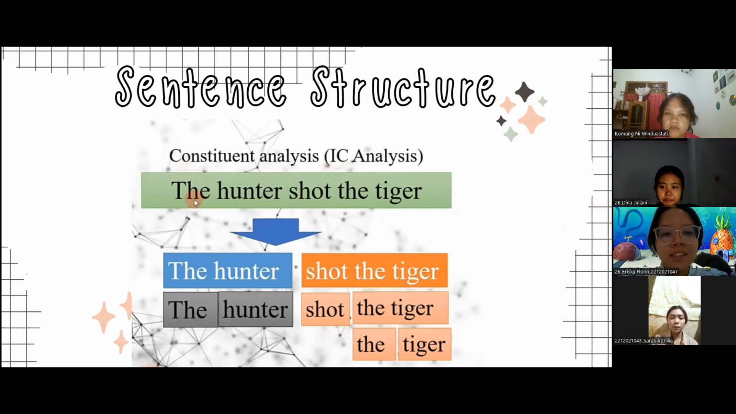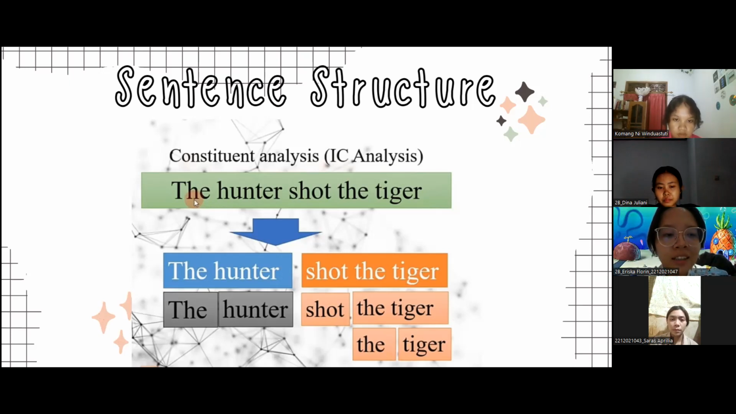So for the sentence structure, there is constituent analysis in a sentence. The hunter shot the tiger. Okay, so the hunter shot the tiger is a sentence, which can be divided into syntax constituents. We have the hunter and shot the tiger. The hunter is a noun phrase and shot the tiger is a verb phrase.